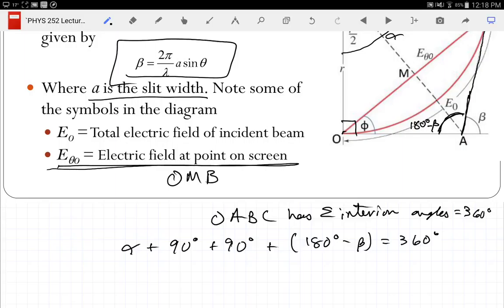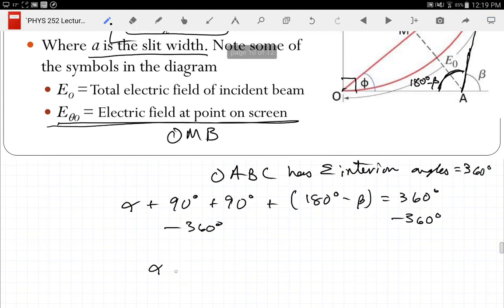What were you saying, Sally? Oh, just put all the numbers together. Okay, Sally says let's move all the numbers across. So let's subtract 360 degrees from both sides, because 90 plus 180 is 360. And we're left with alpha minus beta equals 0. Now we can do what Chad said. Now we can say, hey, look, alpha is equal to beta. It wasn't a very hard derivation at all.